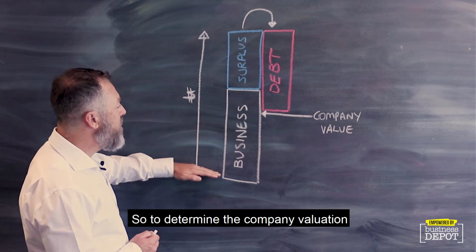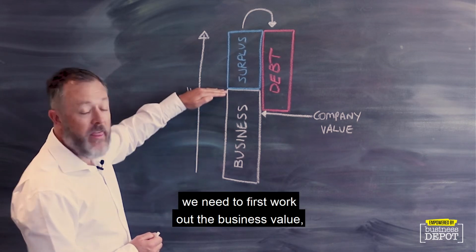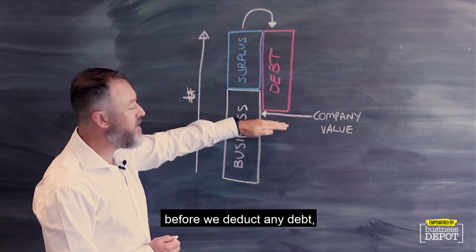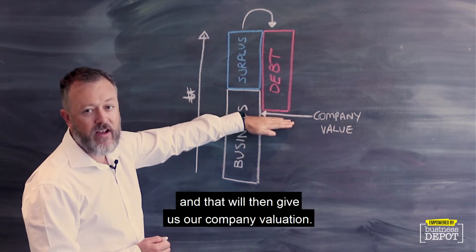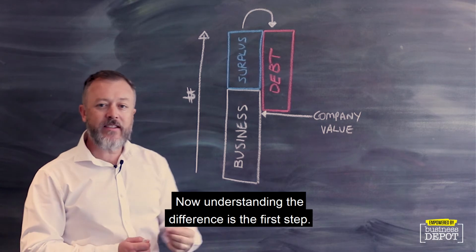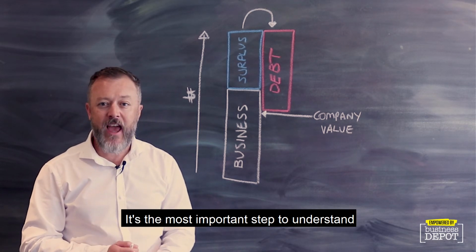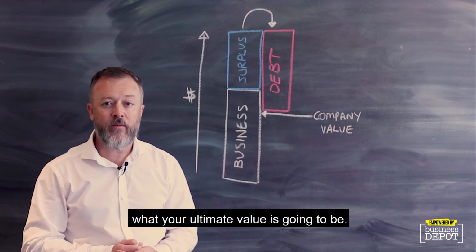So to determine the company valuation, we need to first work out the business value, add on any surplus assets that we have before we deduct any debt, and that will then give us our company valuation. Now, understanding the difference is the first step. It's the most important step to understand what your ultimate value is going to be.